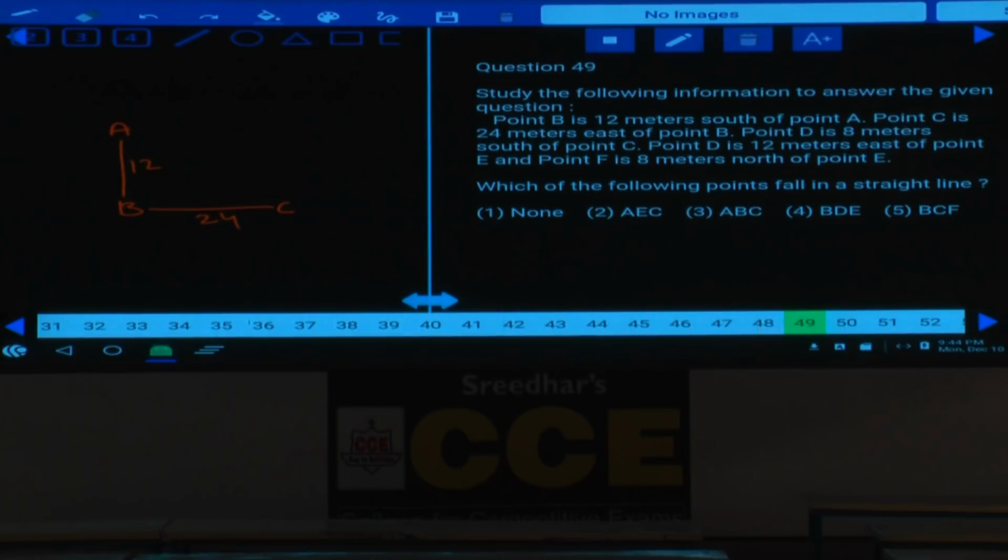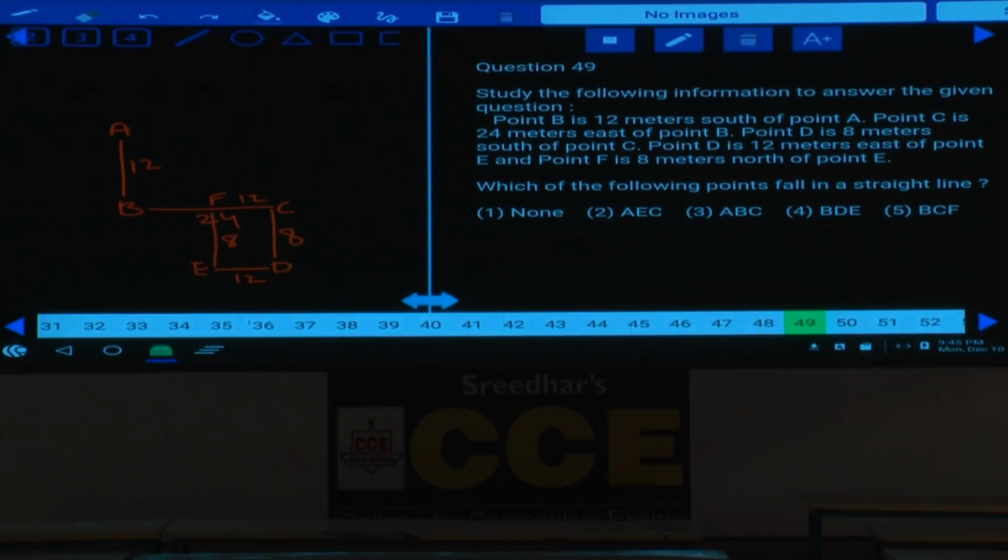And D is 8 meters to the south of C. From here, now this is D. Now this D is 8 meters to the south of C. D is 12 meters to the east of E. E is here. Now this is 12 meters east of E. F is 8 meters to the north of E. Now from here, F is 8 meters to the north of E.